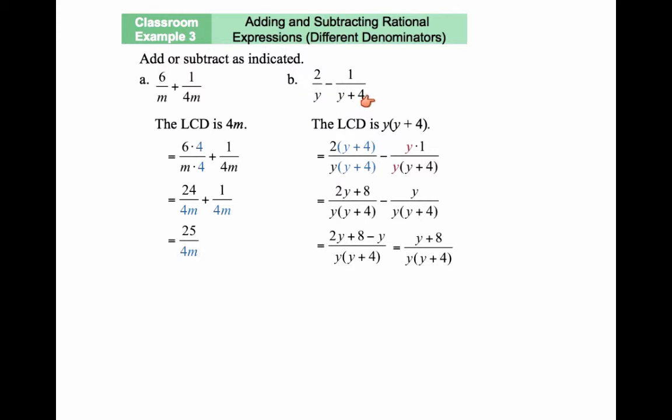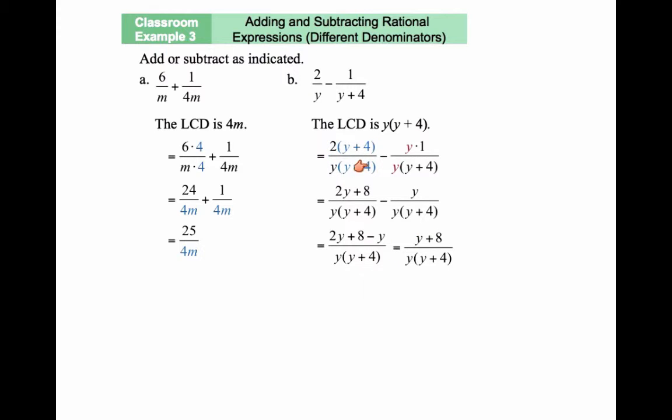Second example, we have y plus 4. The LCD would be y times y plus 4. So I need to multiply the first fraction by y plus 4 over y plus 4, and multiply the second fraction by y over y. So I can keep the terms at the bottom of the fraction the same as the LCD.